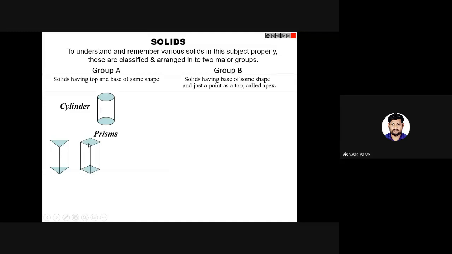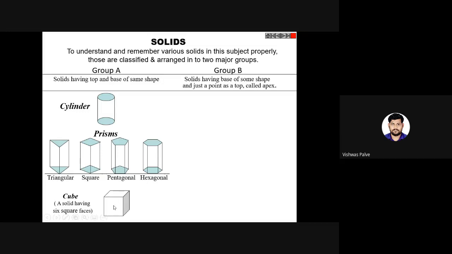This will be called a square prism, square shape. So as per the shape of the base, we can classify it. Then it can be a pentagonal prism, hexagonal prism. So this is the group A type: rectangular prism, square prism, pentagonal prism, hexagonal prism. These are the solids which lie under group A. Yes, one more in group A, that is the cube.